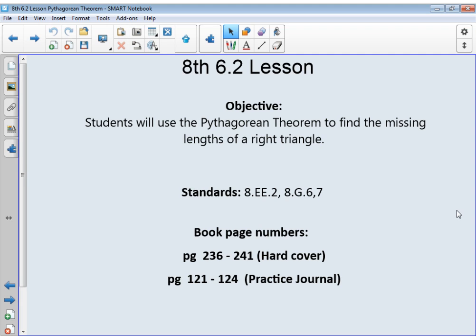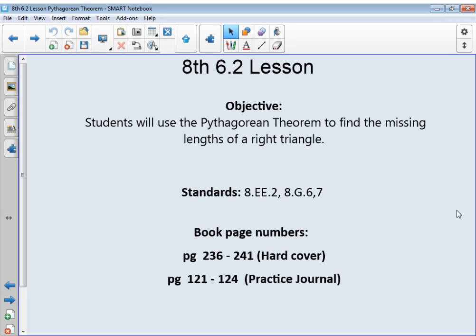Okay, this is 8th grade lesson 6.2. Today, students will use the Pythagorean Theorem to find the missing lengths of a right triangle. So we're going to be finding one of the three side lengths on a right triangle. The standards covered are 8.EE.2 and 8.G.6 and 7. The page numbers are pages 236 through 241 in the hardcover book and pages 121 through 124 in the practice journal.